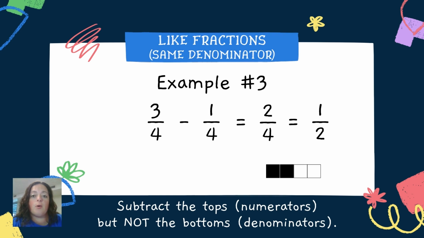The 2 and the 4 are both divisible by 2. That means you can divide them by 2 evenly. 2 divided by 2 is 1, and 4 divided by 2 is 2. So 2/4 simplifies to 1/2.